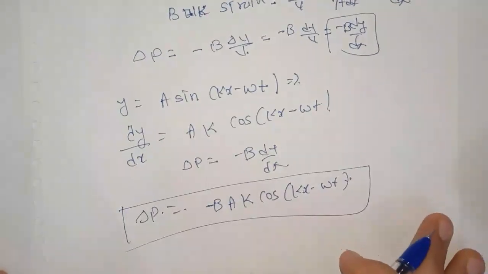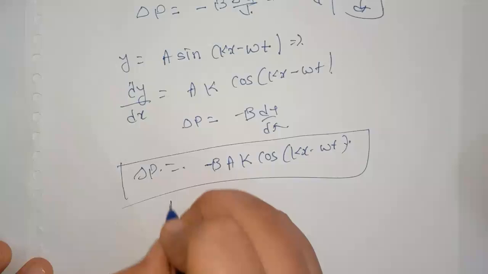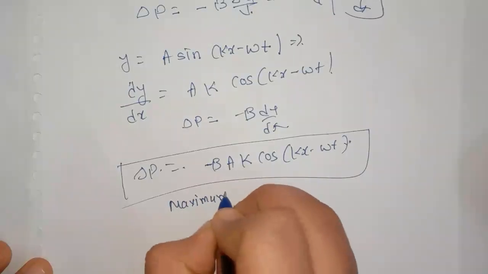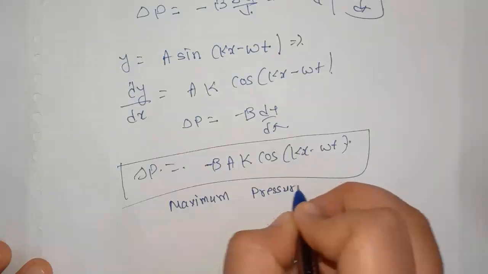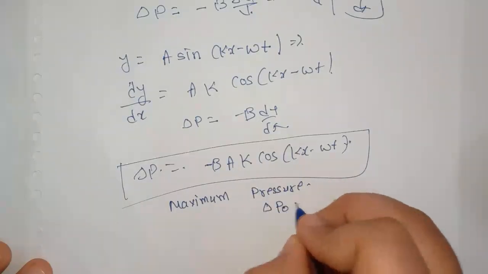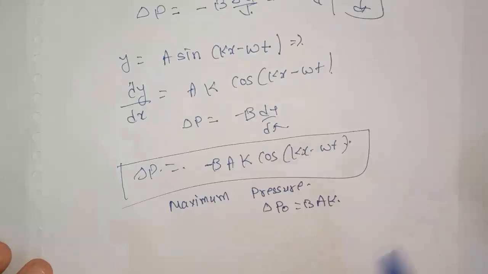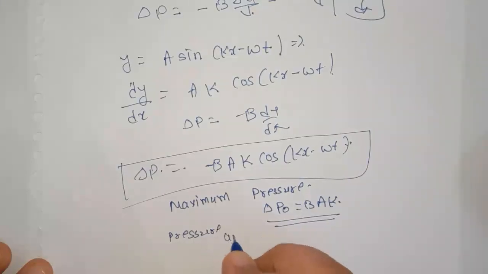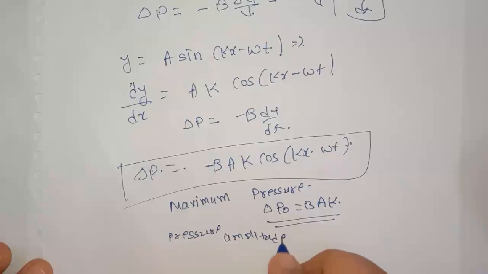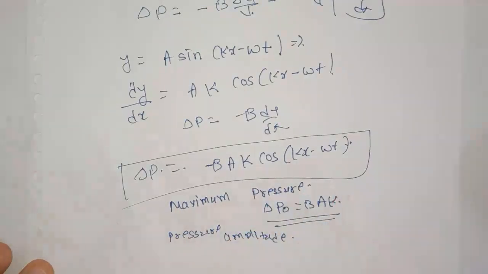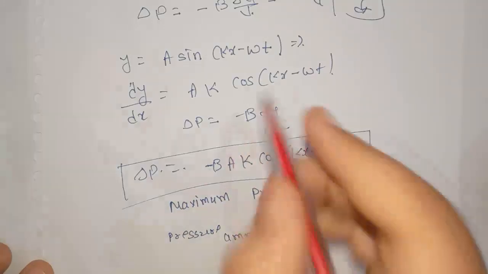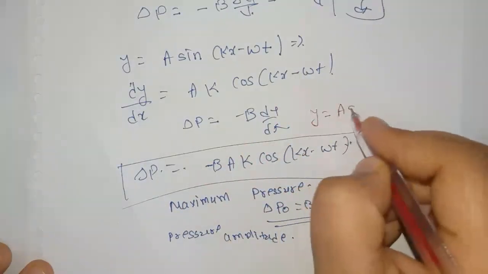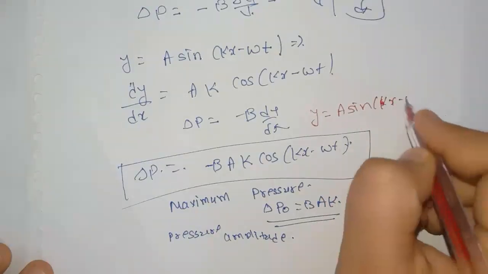The maximum pressure, delta P naught, equals B A k, and this maximum pressure is called the pressure amplitude. We can see from these two equations, delta P equals minus B A k cos(kx minus omega t), and at that time y was A sin(kx minus omega t).